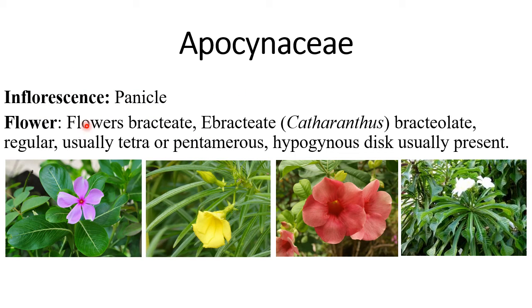Inflorescence is panicle. Flowers are either bracteate or ebracteate. Ebracteate is the condition you will see in Catharanthus, that is Sadafuli. It is bracteolate, regular, usually tetra or pentamerous symmetry. Hypogynous disc is usually present. Here you will see Catharanthus roseus. This is Thevetia nerifolia. This is Allamanda, and this is Plumeria pudica.